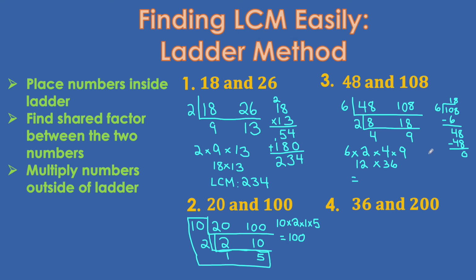We can write the problem here. 12 times 36. 2 times 6 is 12. Carry the 1. 1 times 6 is 6. Plus the 1 is 7. 3 times 2 is 6. But you can put a placeholder here. 3 times 2 is 6. 1 times 3 is 3.